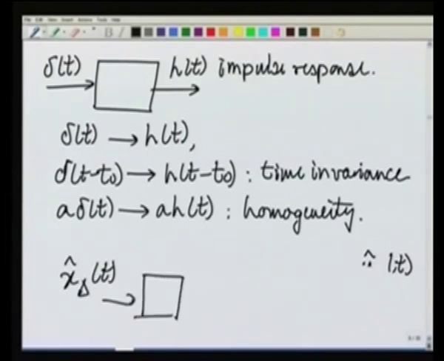Then when we apply x hat delta of t to the system, it is reasonable to assume that we will not get y(t) as the output, but some modified signal appropriate to x hat delta of t rather than x(t), and that signal we shall call y hat delta of t. Now, we will argue that as x hat delta of t tends to x(t), y hat delta of t will tend to y(t).